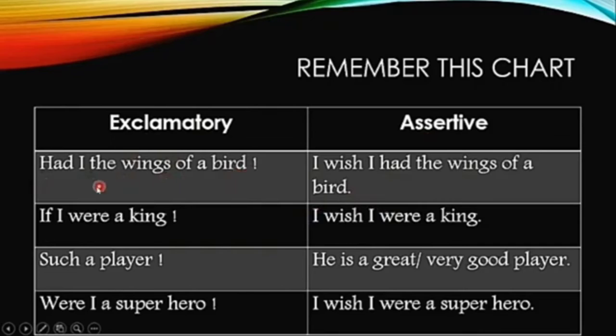Had I the wings of a bird! Here you can see I have used "had" at the beginning. So this is also a way that exclamatory sentences can be constructed. Had I the wings of a bird! I wish I had the wings of a bird. If I were a king! I wish I were a king. Such a player! He is a great or very good player. Were I a superhero! I wish I were a superhero.